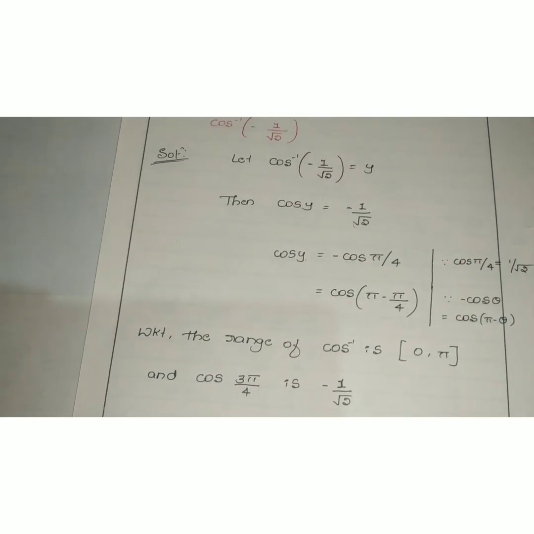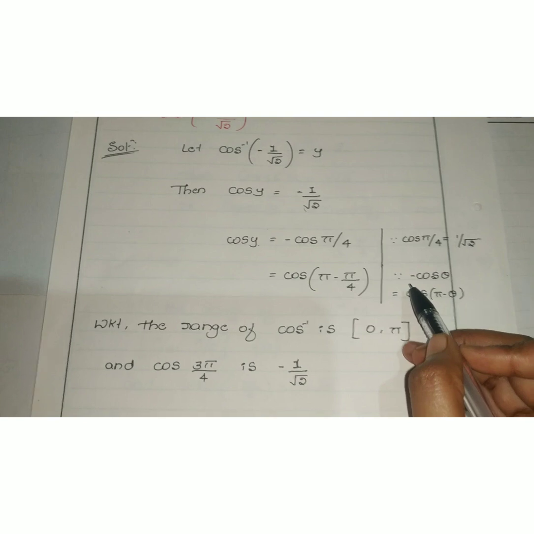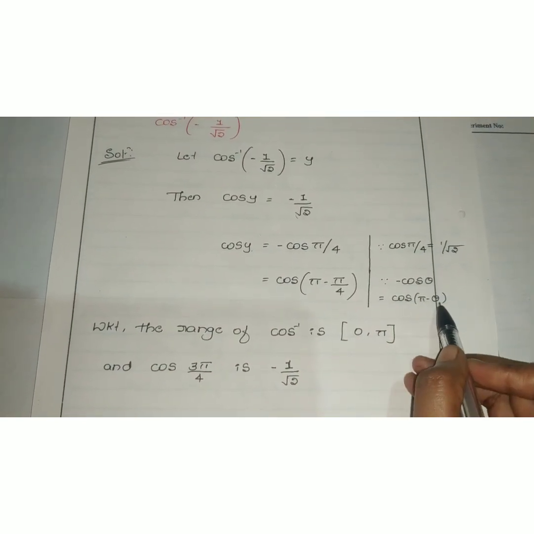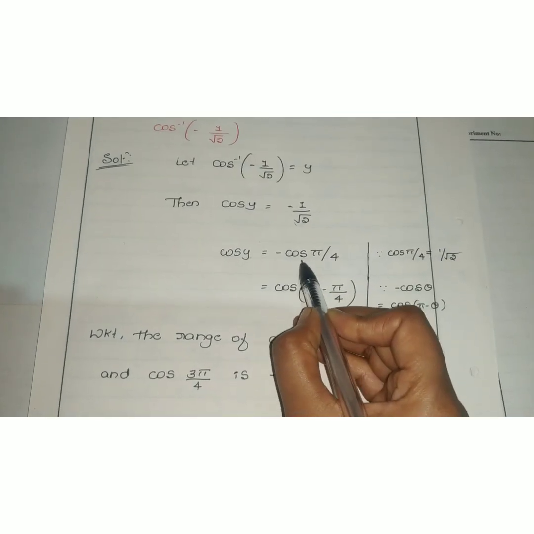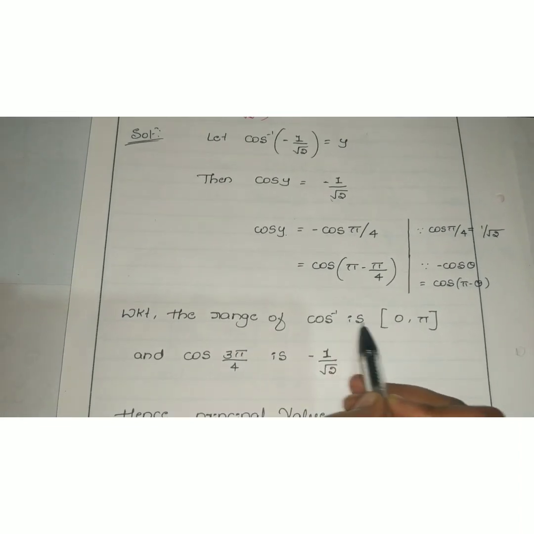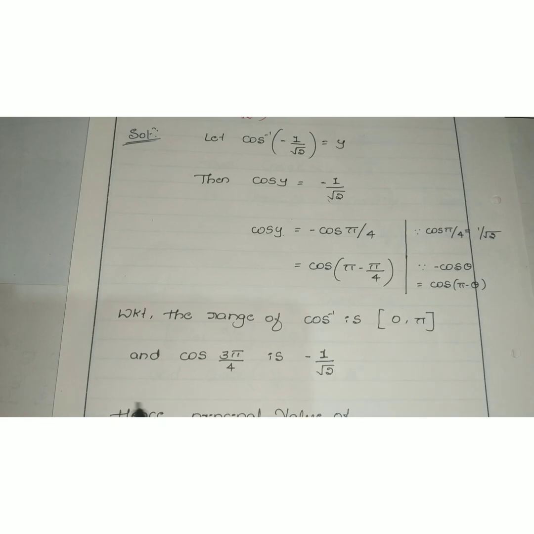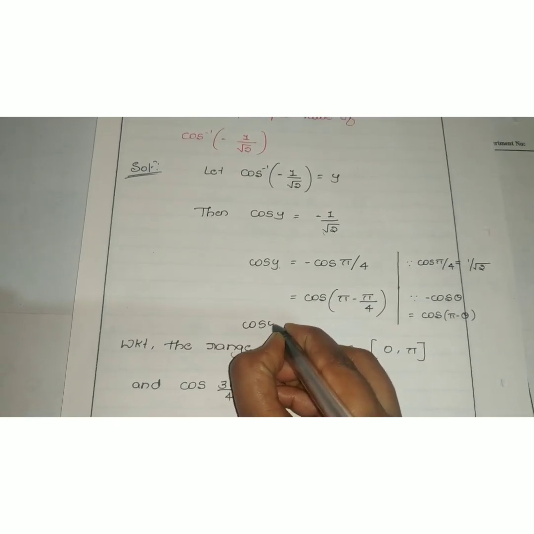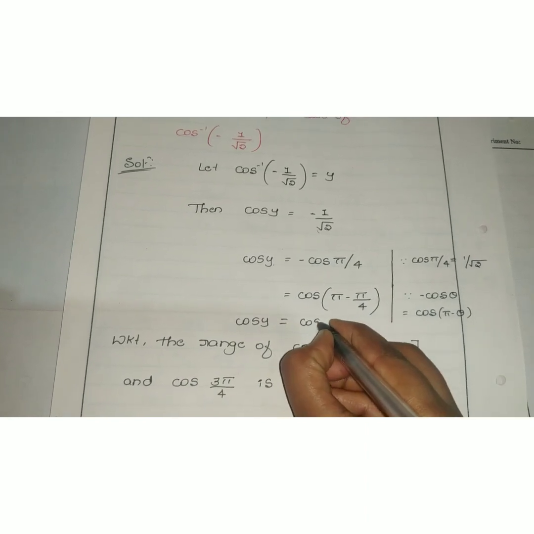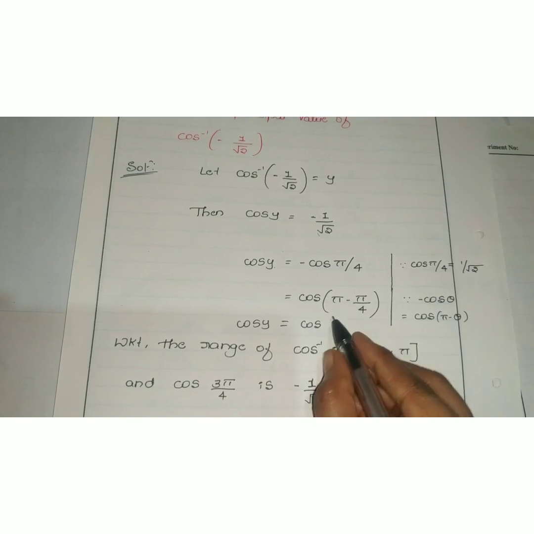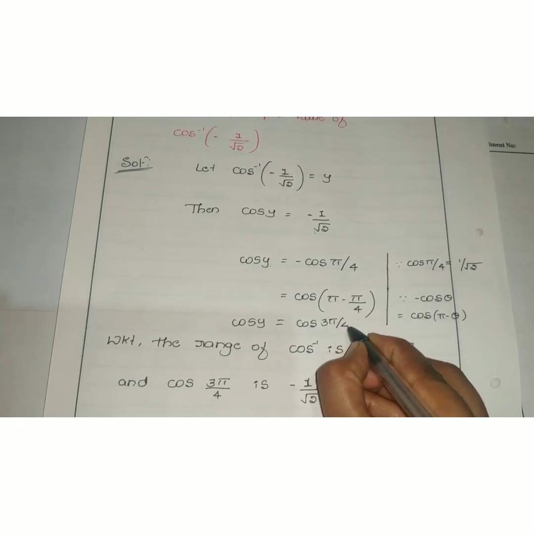So that's why we use the first formula, minus cos theta equal to cos of pi minus theta. So here minus cos pi by 4 equal to cos of pi minus pi by 4. We know that the range of cos inverse is the closed interval 0 to pi. So here cos y equal to cos of, take the LCM, 4 is the LCM, 4 pi minus pi is 3 pi by 4.